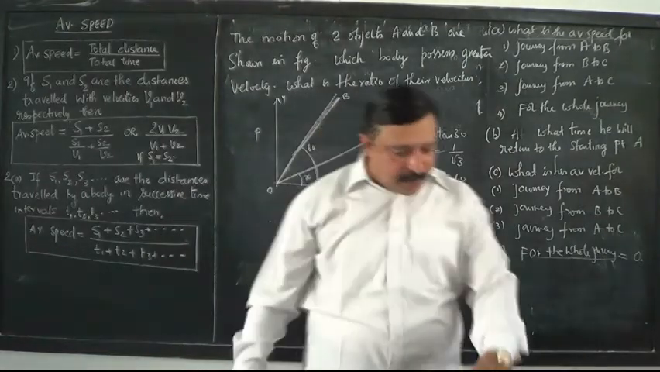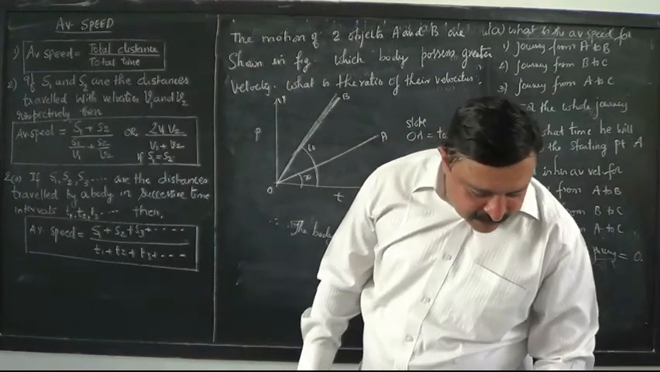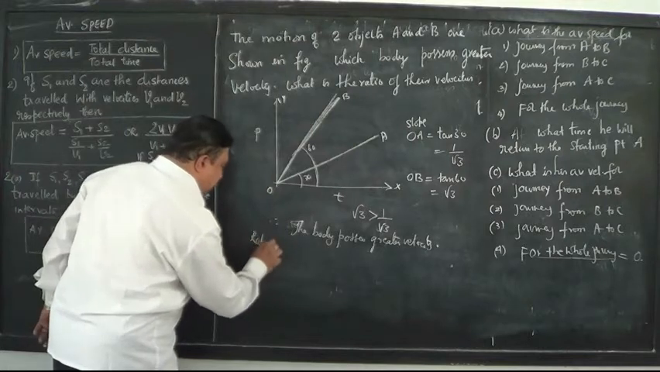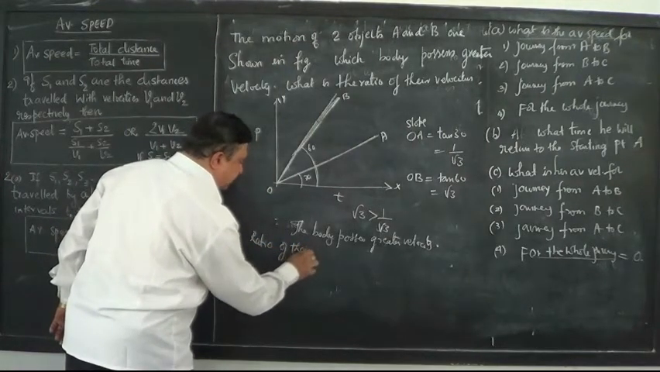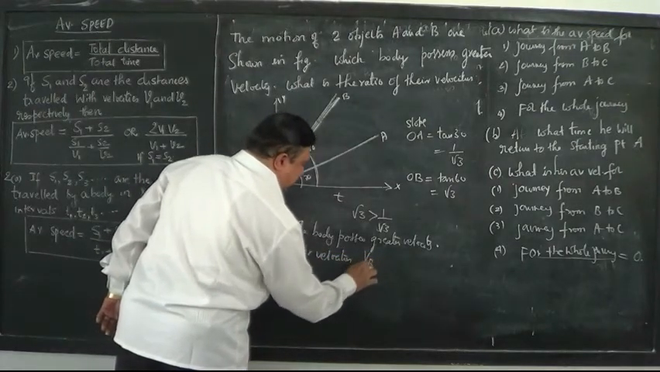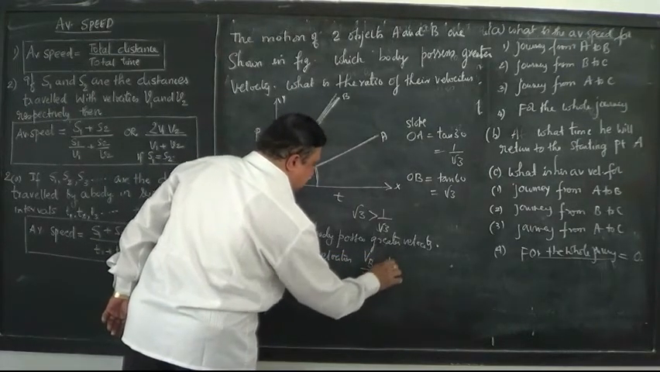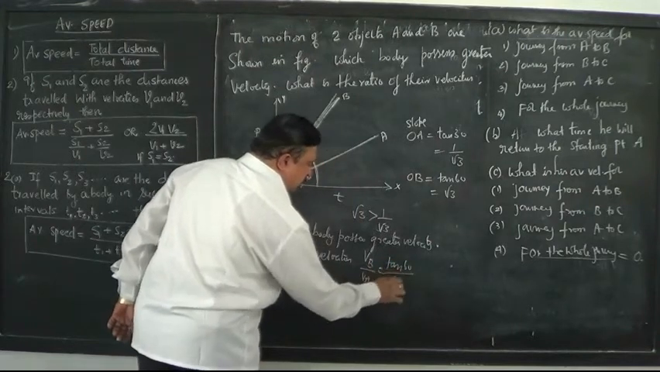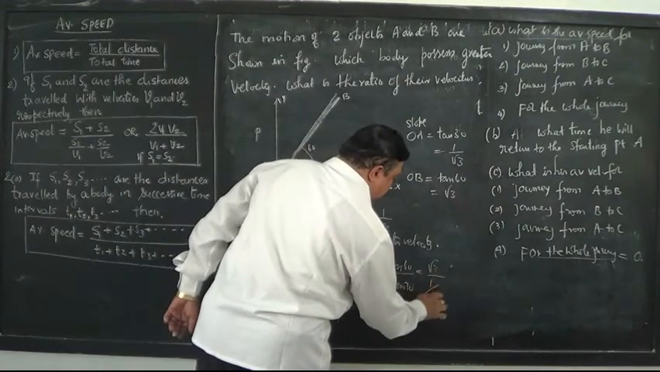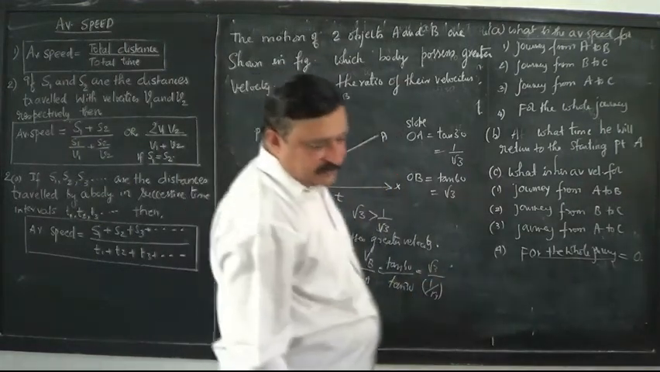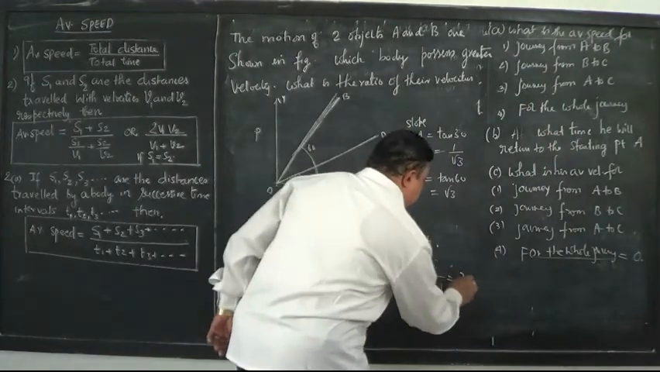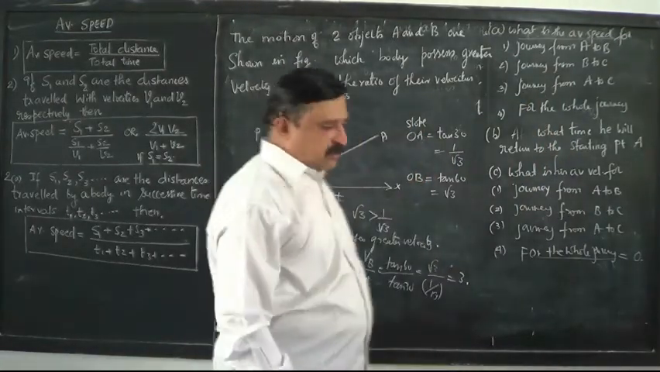And the second part of the problem asks, what is the ratio of their velocities? The ratio of their velocities is VB over VA, which is tan 60 over tan 30, that is root 3 by 1 by root 3. You can simplify this further, and that gives you 3. Correct. In simplification, you get 3 as the answer.